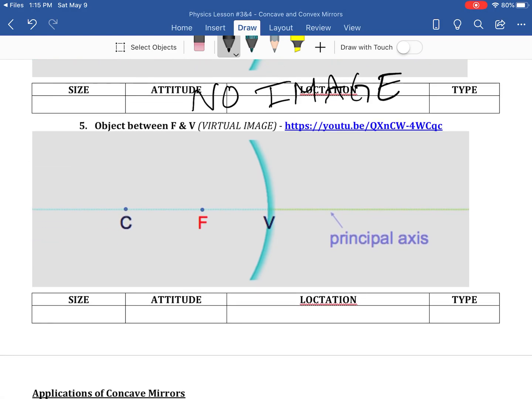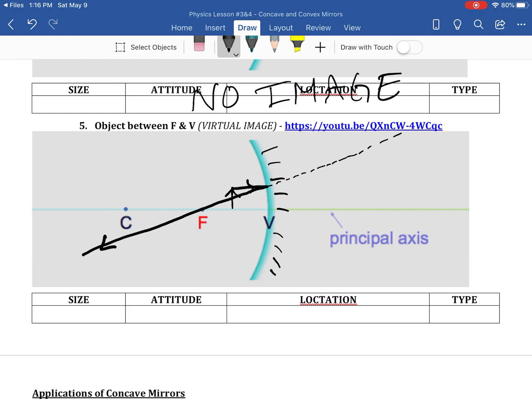This one is an object between F and the vertex. So between the focal point and the vertex. So let's just do that here. Let's do our rules. First incident ray, top of the object through to the reflecting surface, parallel to the principal axis. Need an arrowhead, all right? Then it reflects back through the focal point. This is my reflective ray, so it can go back behind the mirror, all right?